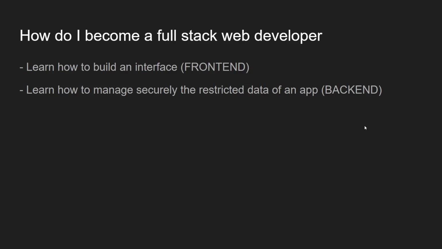Okay, so now we can start with the technical part. The first thing you will have to learn is how to build an interface. So you will have to learn how to do the frontend. This is called the frontend, the interface. And then you will have to learn how to securely manage the restricted data of an app, because you don't want people, for example, to buy products they have not paid for. This is called the backend. So you will have to learn the frontend and the backend.